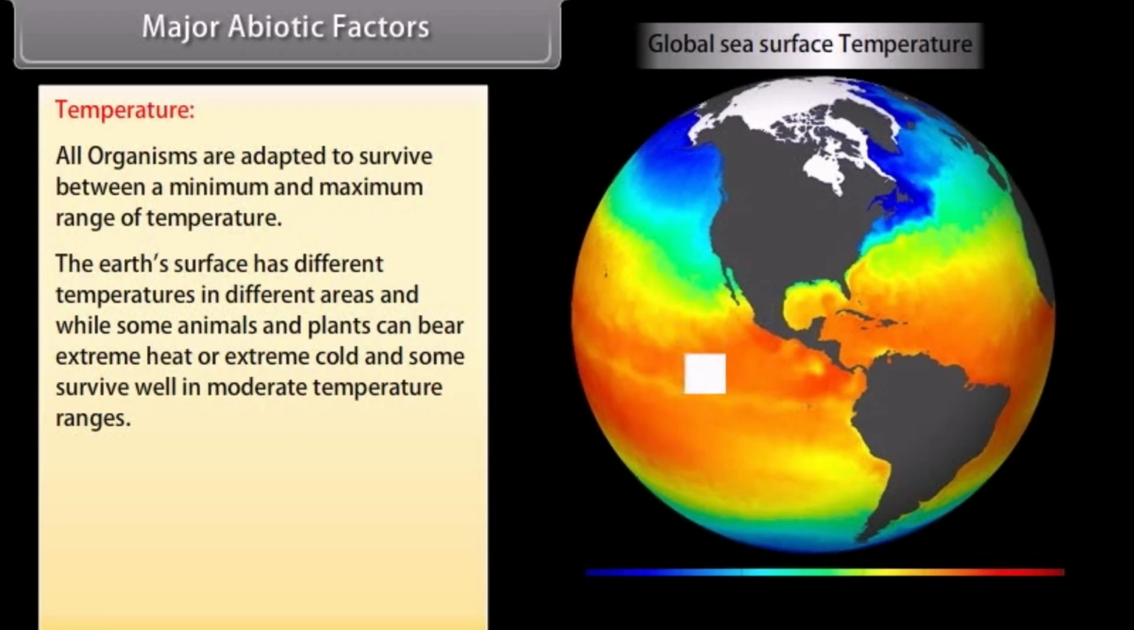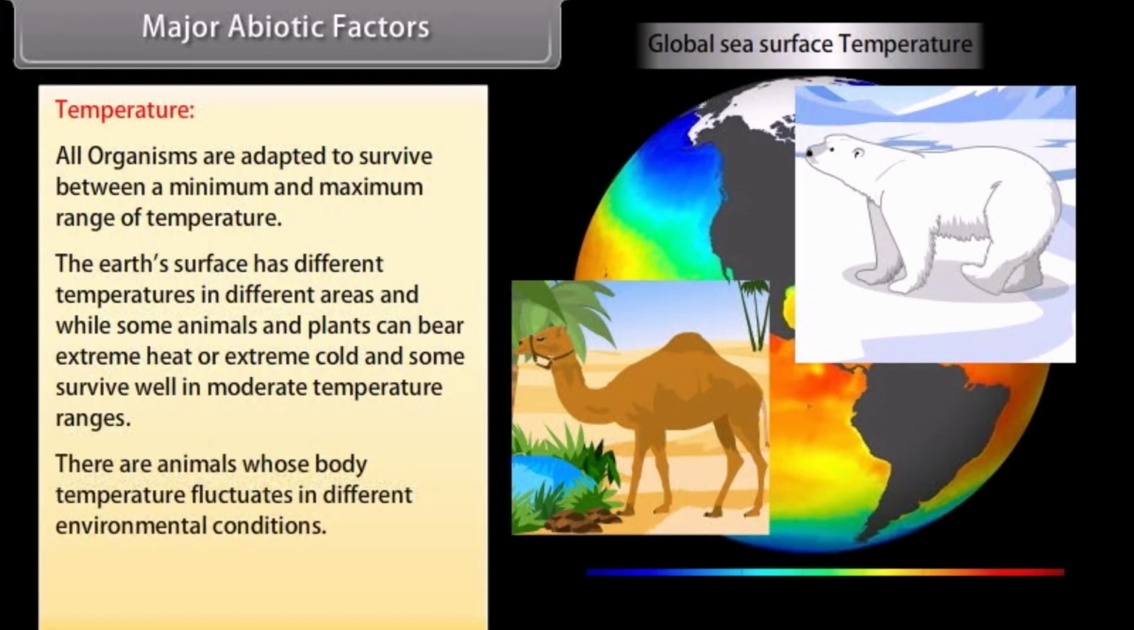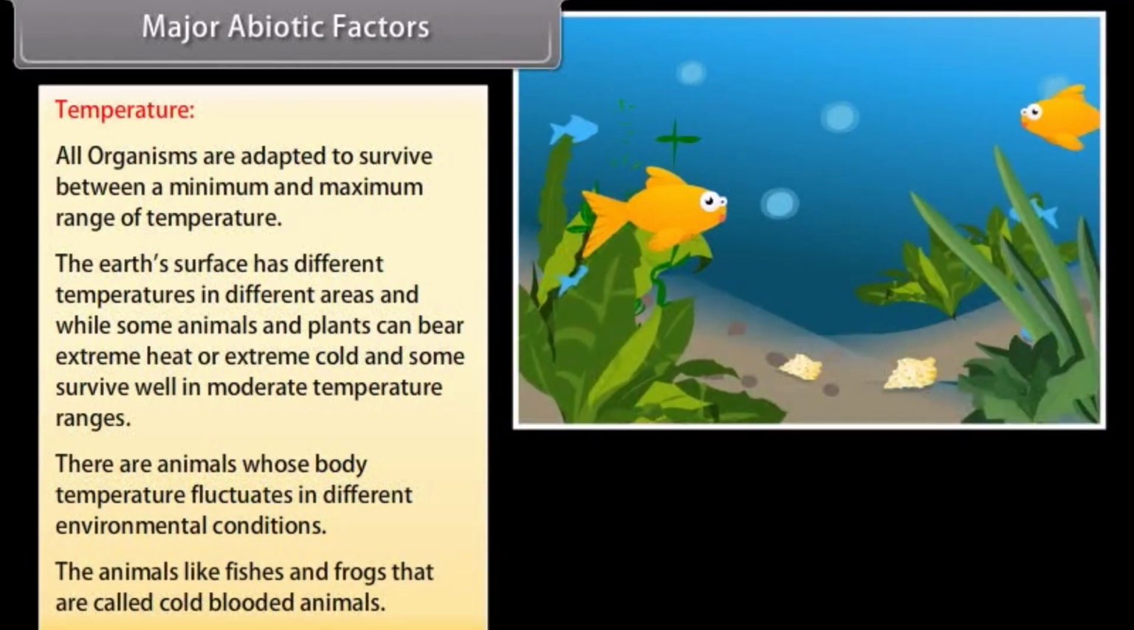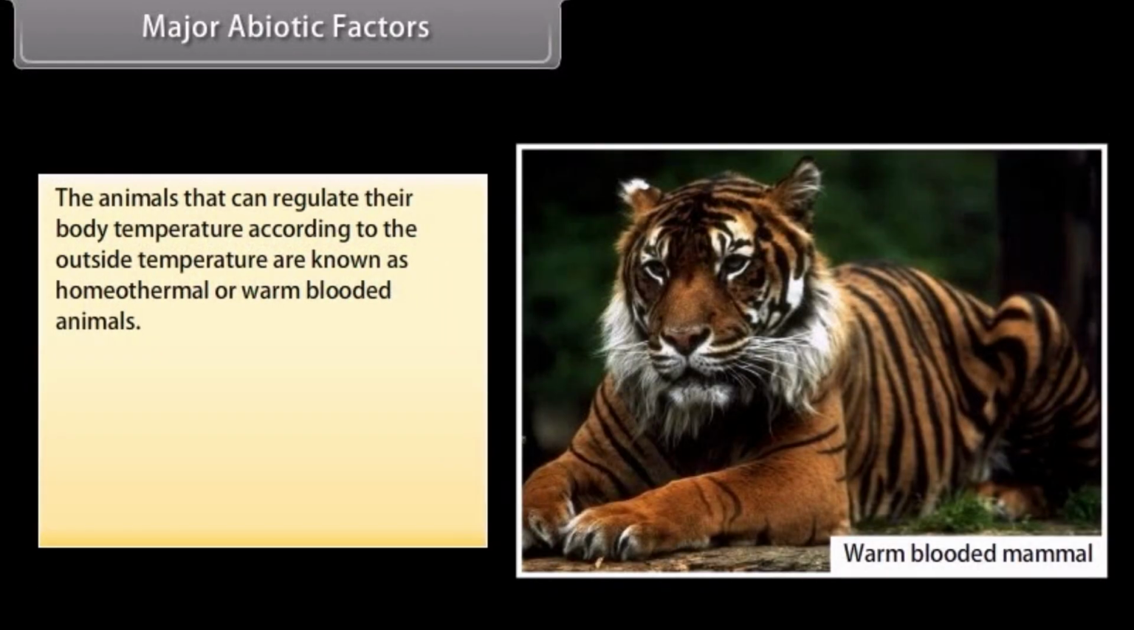While some animals and plants can bear extreme heat or extreme cold, and some survive well in moderate temperature ranges. There are animals whose body temperature fluctuates in different environmental conditions. The animals like fishes and frogs are cold-blooded animals. The animals that can regulate their body temperature according to the outside temperature are known as homeothermal or warm-blooded animals.